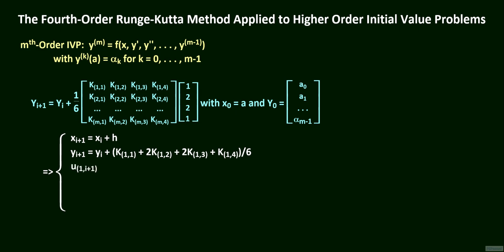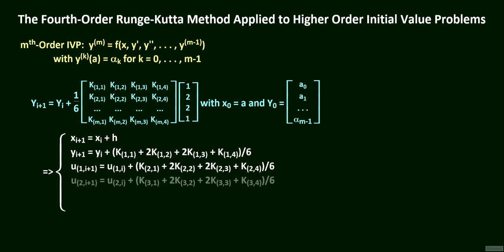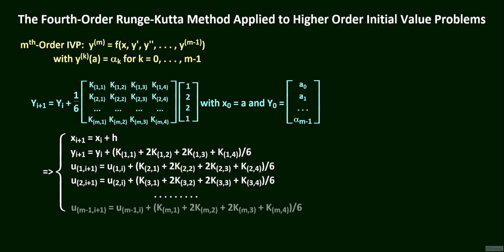Similarly, u sub 1 I plus 1 equals u sub 1 I plus the sum of k sub 2 1, 2 times k sub 2 2, 2 times k sub 2 3, and k sub 2 4 divided by 6. We generalize this to the rest of the u sub r I plus 1s, where r goes from 1 to m minus 1. I goes from 0 to n minus 1.